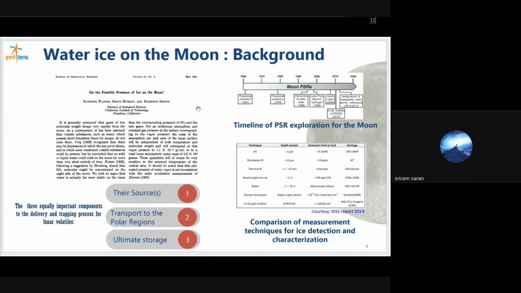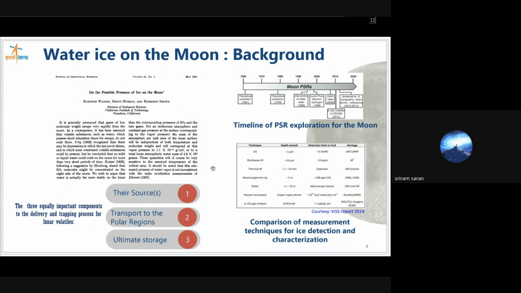So some regions at the lunar poles are under perennial darkness from billions of years, and these theoretical studies in the 60s predicted that ice could exist in such regions. And three equally important components to the delivery and trapping of these ice particles is their sources. That means they could be either exogenic or endogenic.